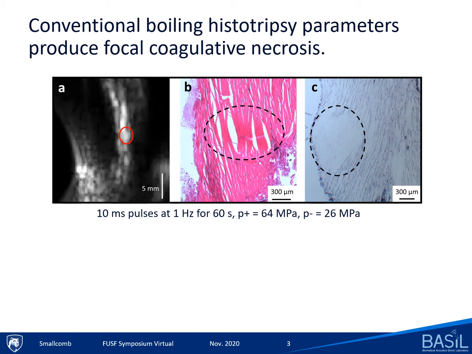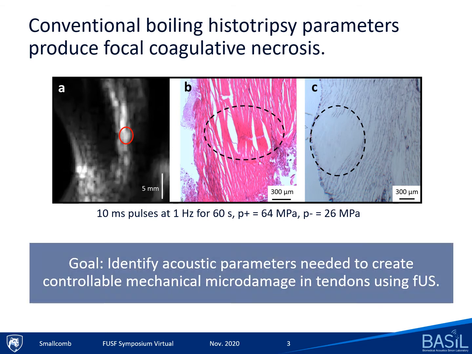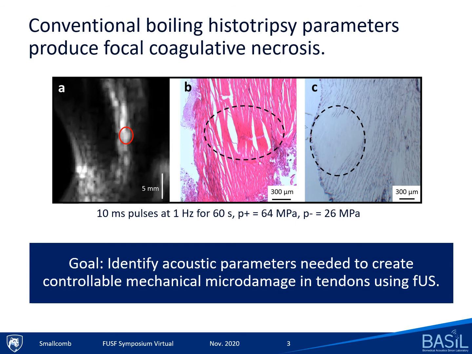Though we did see successful creation of bubbles, as indicated in our ultrasound B-mode imaging as this hyperechoic activity within the tendon. Looking at an H&E stain in the center and the NADH stain, we see this clumping of fibers, denatured proteins, and a thermal type cell death. So this brings us to our motivation to expand on these parameters and identify the acoustic parameters needed to introduce this controllable mechanical microdamage in tendon.